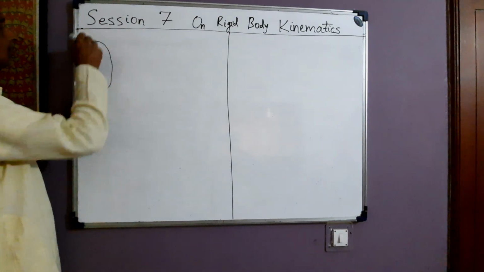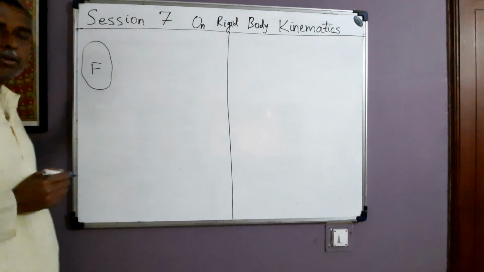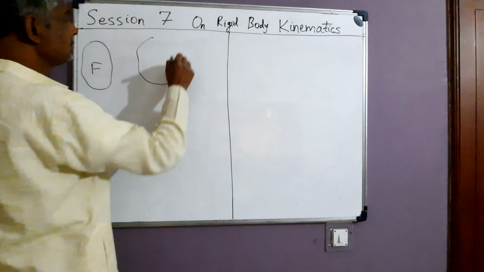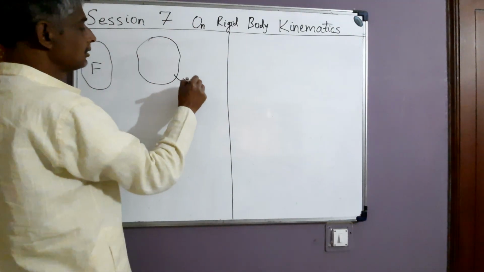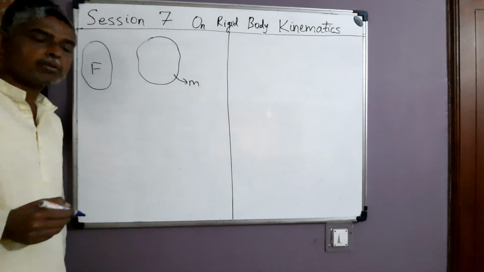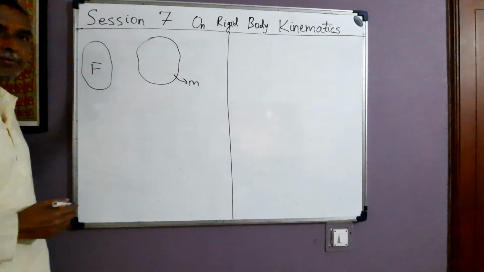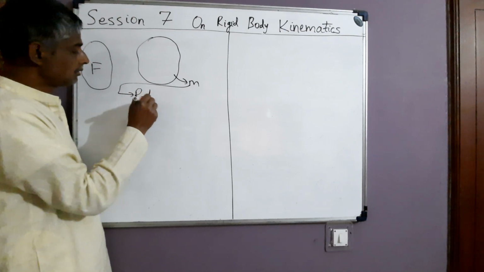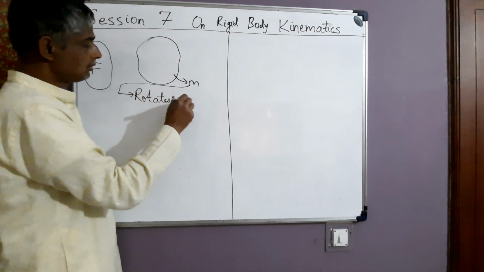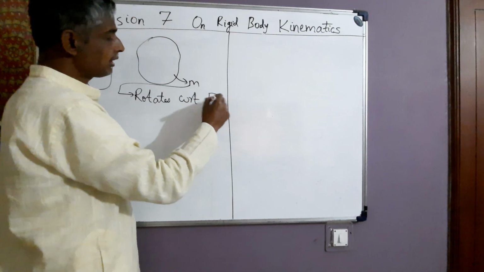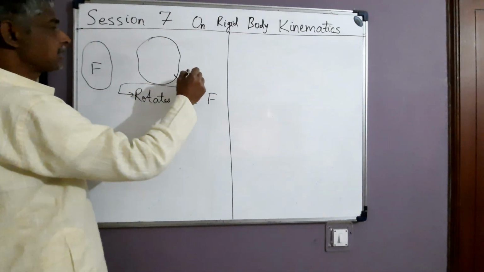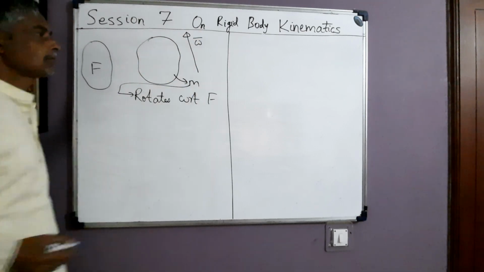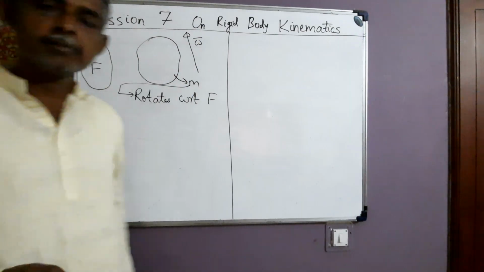Suppose this is the given frame F. F is some given reference frame. M is some given rigid body which rotates with respect to F. Suppose the angular velocity of M with respect to F at a particular instant is vector omega. This omega is the angular velocity of M with respect to F.